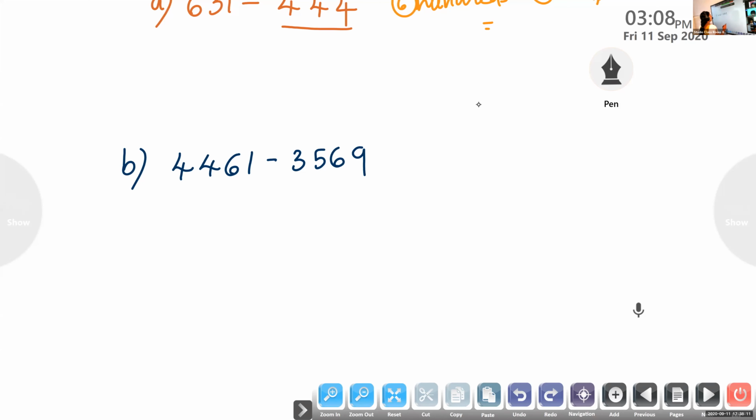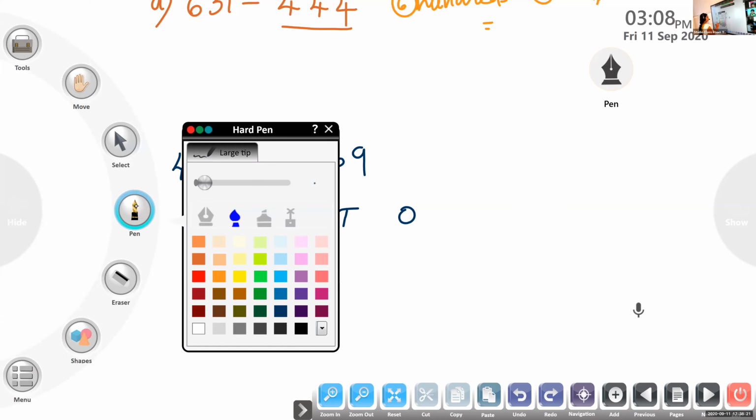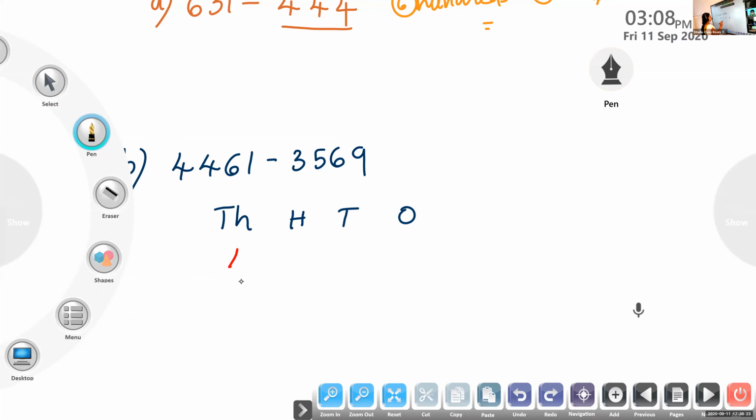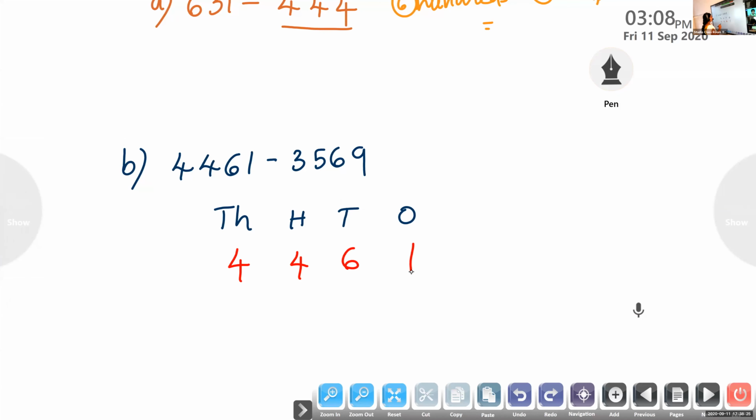Yes. We can do the subtraction. Ma'am, I didn't get the hundreds place. Yes, we can do together. Then if any doubt is there, you can clear that. So 4,461 minus 3,569. Okay. Now 1 minus 9. We can't subtract 1 minus 9, isn't it?